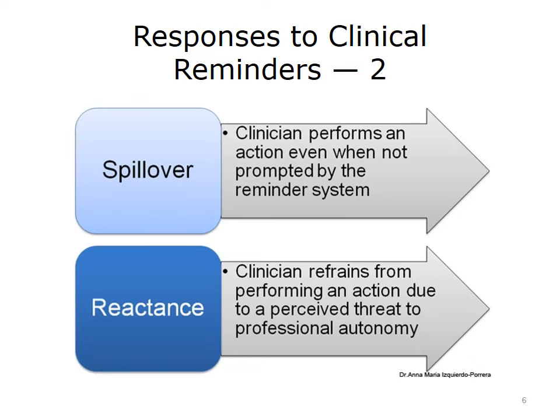Reactance is the tendency for clinicians to experience a threat to their autonomy or freedom of choice in the presence of these systems. The clinician may consciously or unconsciously react by either ignoring the reminders or choosing a different course of action, trying to regain their sense of freedom and autonomy.